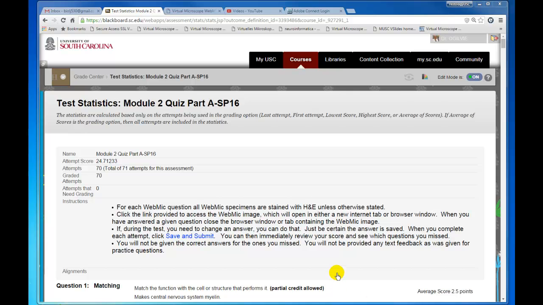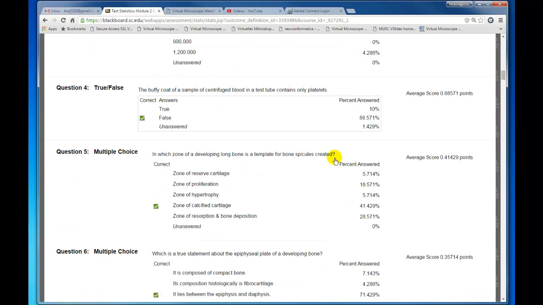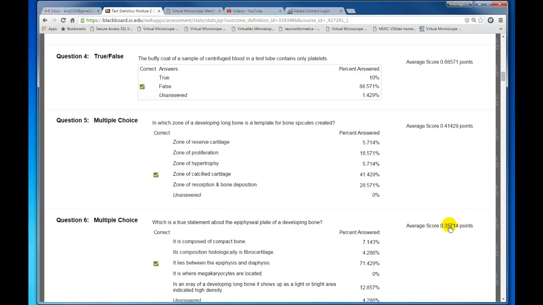This is a video review of Module 2 Quiz Part A, and I'll review a number of questions that are most missed. First question is number 5, which asks the zone of a developing long bone that is a template for bone spicules, and where is that created? Well, the template is actually the zone of calcified cartilage, not the zone of resorption and bone deposition.